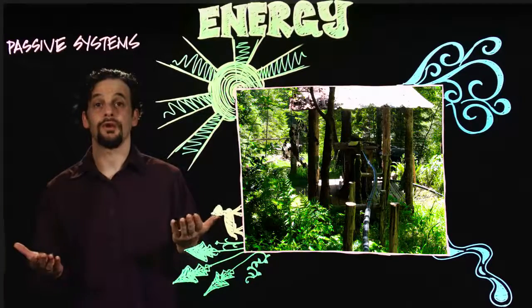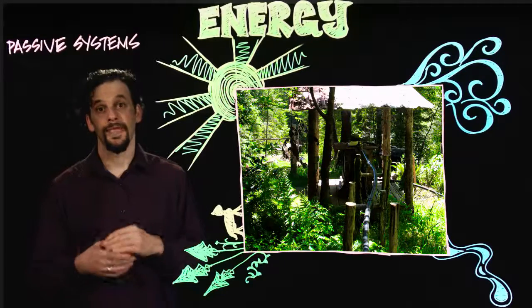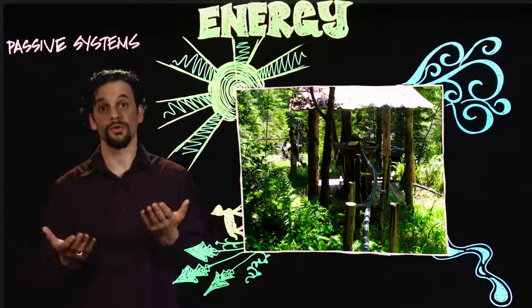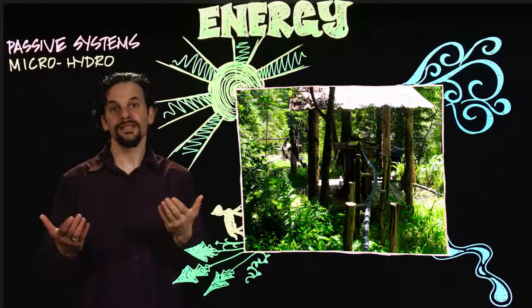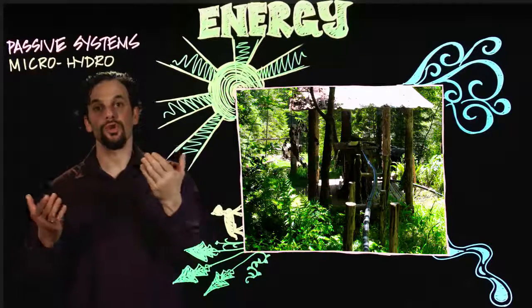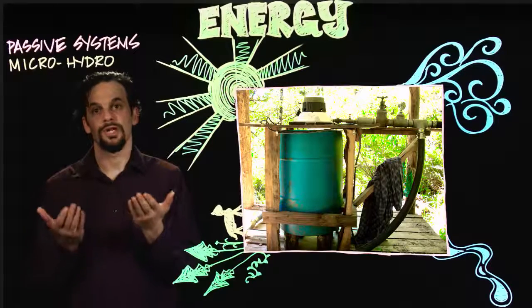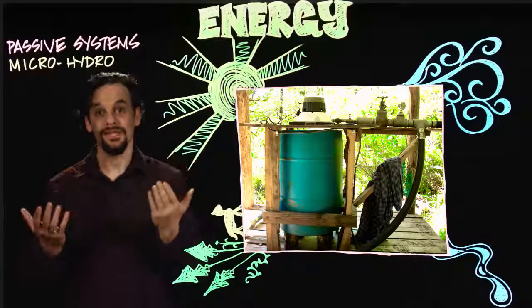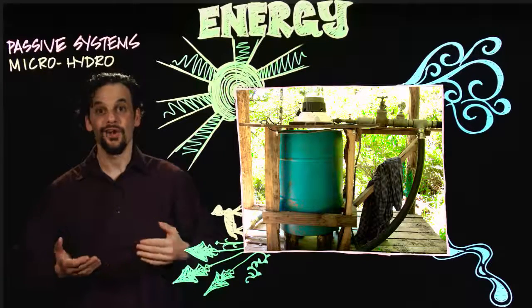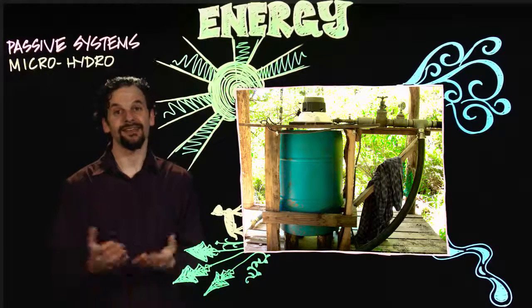Electricity from flowing water is called hydroelectricity, and in permaculture systems, we're looking towards micro-hydro systems. This is where energy is produced from a vertical drop of water in a pipe, which creates pressure that can be converted to electricity. An amazing thing about running water is it goes 24 hours a day, 7 days a week.